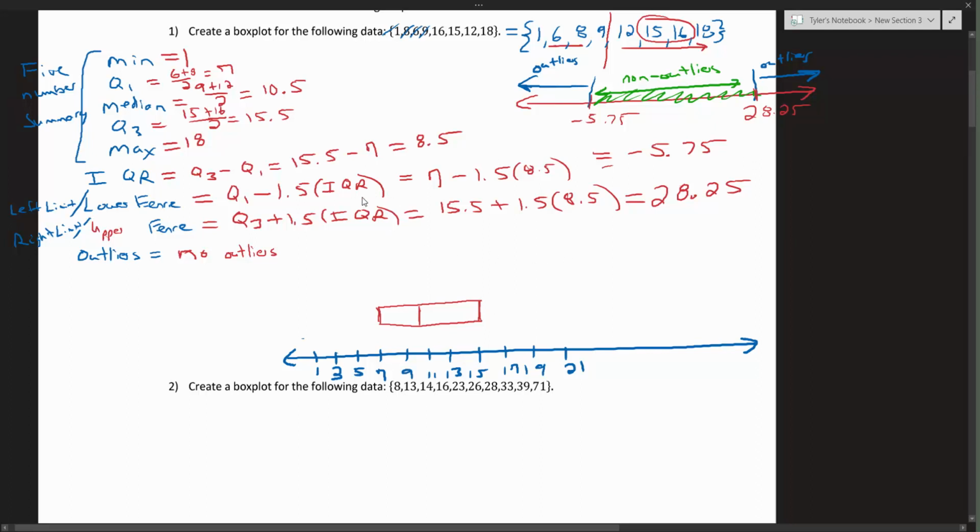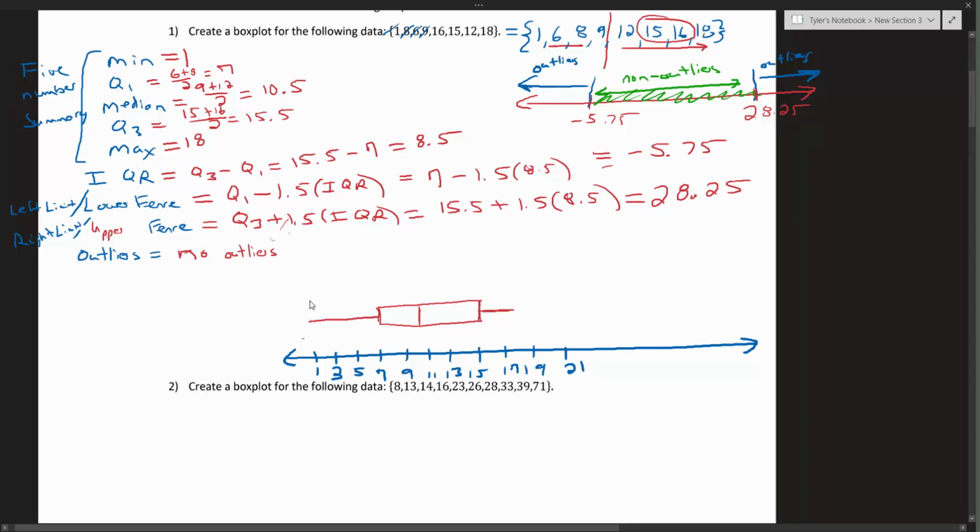Right. And then my left whisker is going to go to the smallest data value that's not an outlier, right? So that would be 1, right? Because since I didn't have any outliers, it's going to go to the minimum. So this is going to go all the way to 1. And then my right whisker is going to go to the biggest number that's not an outlier, which in this case is my max because it's not an outlier. So that'd be 18, right?